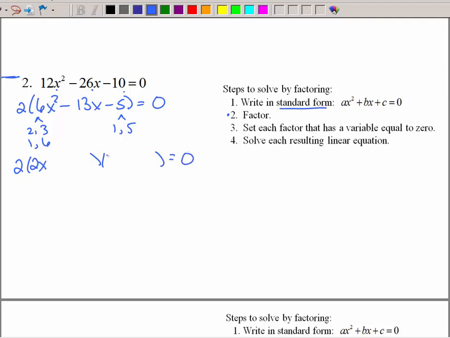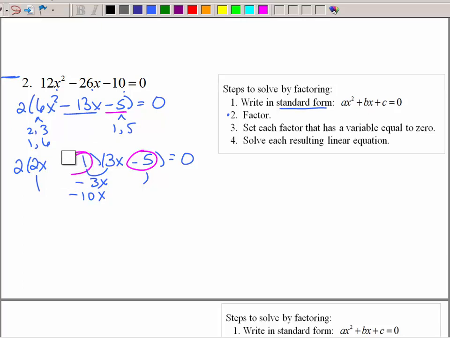And I'm going to try 2x and 3x first. Let's see, I'm going to put my 5 here and 1 here. And so that's 3x, that's 10x. Oh, well, if both of them are negative, I get negative 13x. But I need to check my signs. A negative 1 times a negative 5 is a positive 5, so that is not correct factoring.